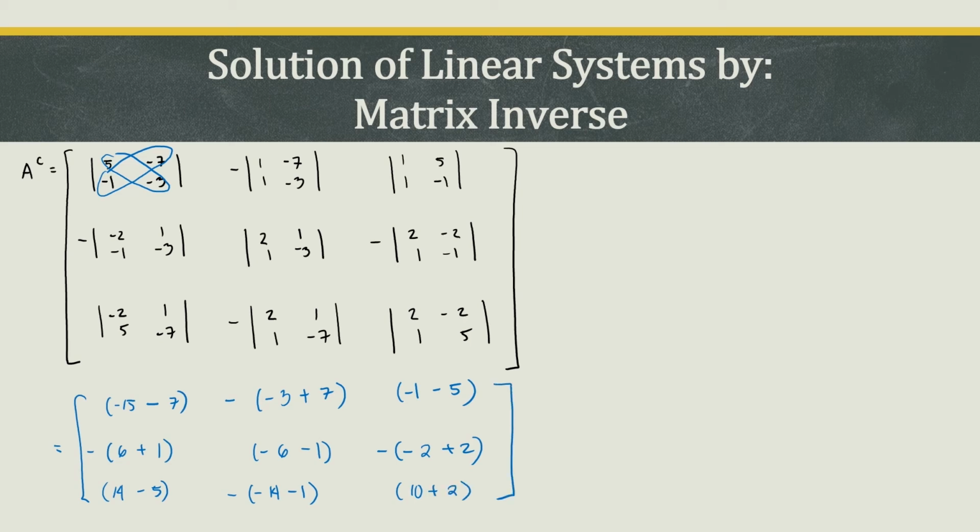Solving this, we would have -15 minus 7 is -22. This would be -4. This is -6, -7, -7, 0, 9, and then this is 15, this is 12. Now this is our cofactor of A.